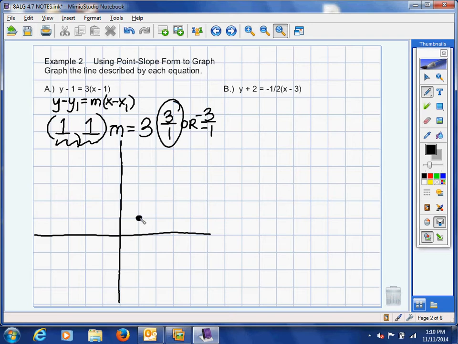So get your pencil tip back on (1, 1), and we're going to go up 3. 1, 2, 3, right 1, mark it.